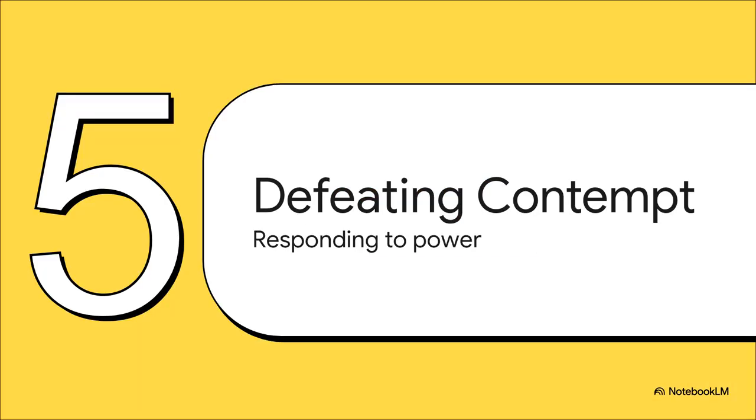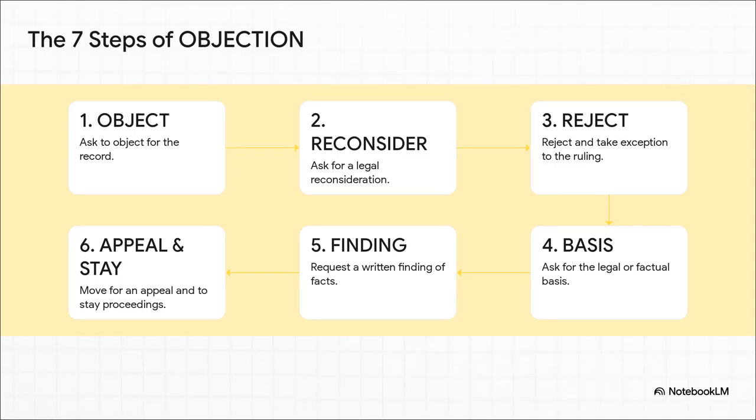All right, for our final section, we're looking at a very specific script for what the document presents as the ultimate courtroom challenge, defeating contempt of court. This is a detailed, step-by-step guide for how to respond when the court uses its most direct and powerful tool against you. The document lays out this very structured 7-step process. It's not just about yelling, "I object." It's a systematic escalation designed to challenge a judge's ruling at every single turn and make sure that every part of that challenge is officially on the record.